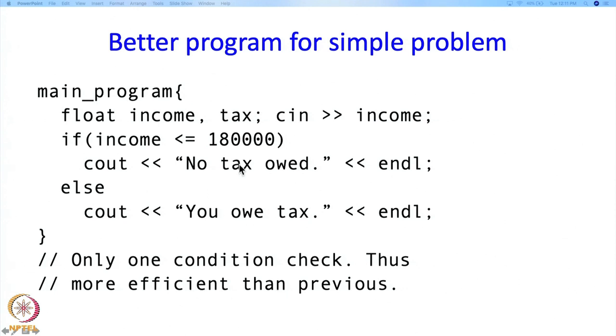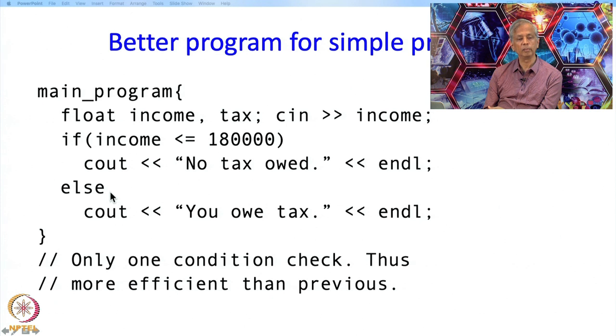And also, it is a little less verbose. By writing else, you immediately understand what is going on. Otherwise, if you write the whole condition again, then you have to carefully observe that, oh, this condition is really the complement of this condition. By else, you know much more clearly that this is going to be executed or this is going to be executed, one of the two is going to be executed.